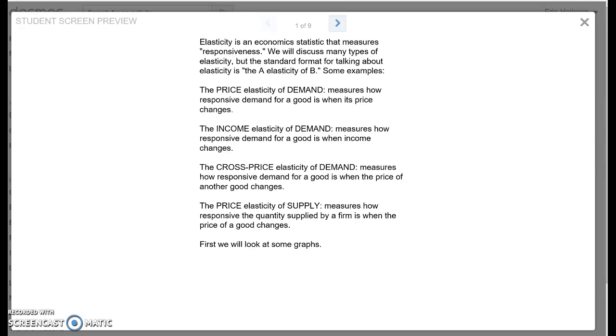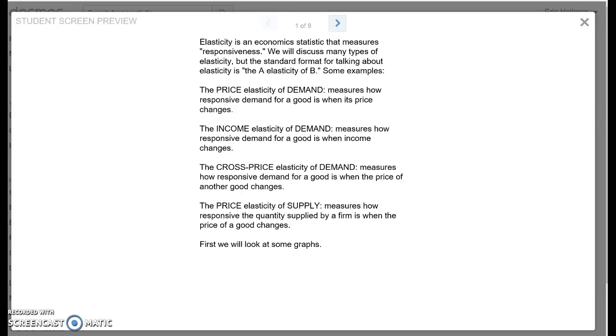Welcome back. Today we're going to be talking about a new concept called elasticity. It's a concept that's going to come up over and over again for the rest of the year, so it's good that we get introduced to it. Okay, so elasticity is an economic statistic that measures responsiveness.